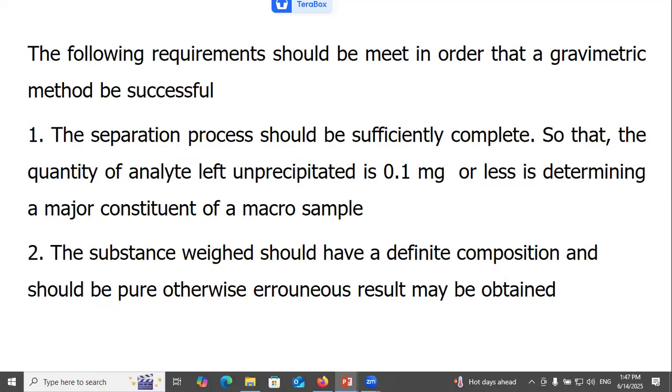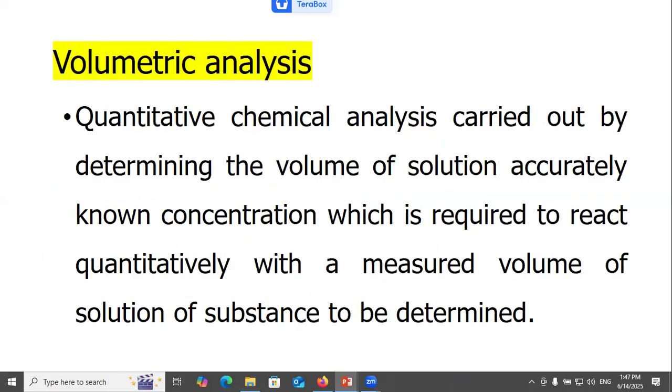The following requirements should be met in order that a gravimetric method be successful. The separation process should be sufficiently complete so that the quantity of analyte left unprecipitated is 0.1 milligram or less, which is a major constraint for a macro sample. The substance weighed should have a definite composition and should be pure, otherwise an erroneous result may be obtained.